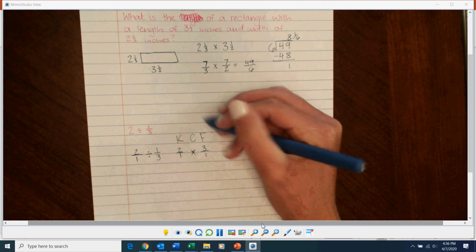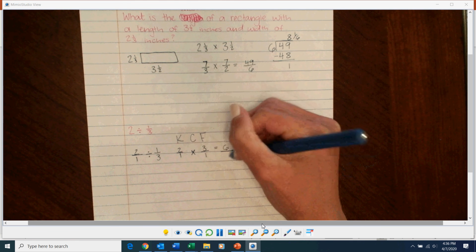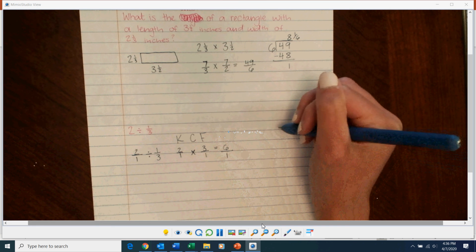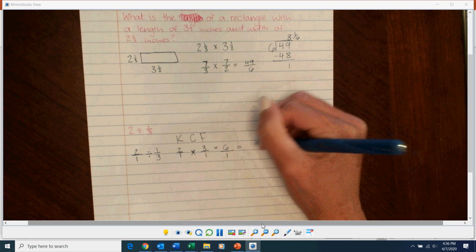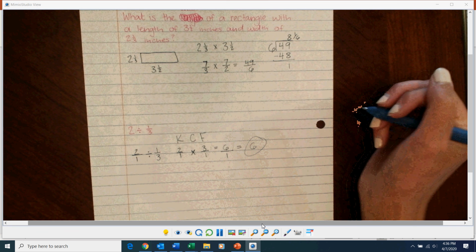2 times 3 gives me 6, and 1 times 1 will give me 1. So I have 6 over 1. Now I know that 6 ones is the same thing as 6 wholes, so my final answer will be 6.